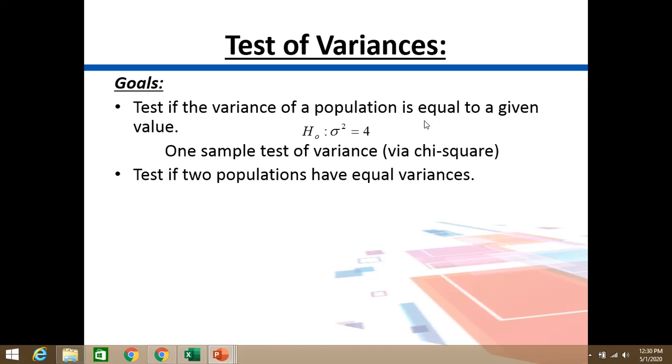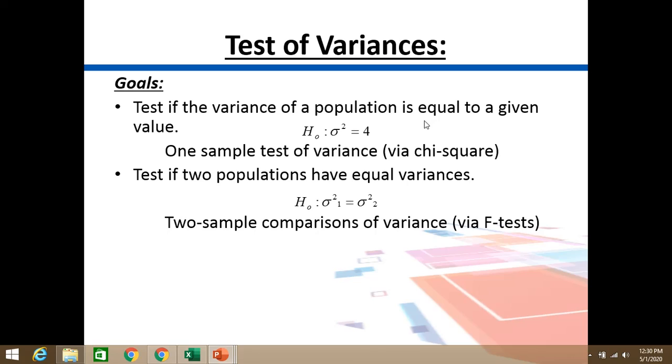We want to test if two populations have equal variances. Here H0 could be sigma square 1 equal to sigma square 2, and the alternative could be that it's not equal. Two sample comparison of variance, we do it via the F test. One sample test of variance, we do it via chi-square.